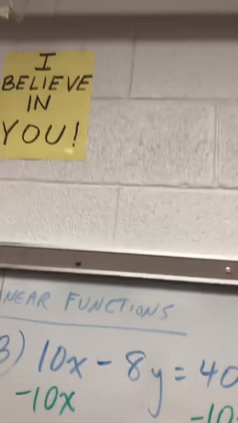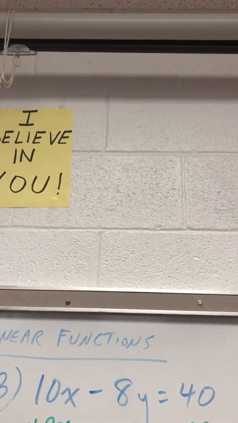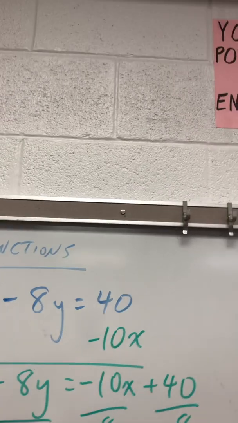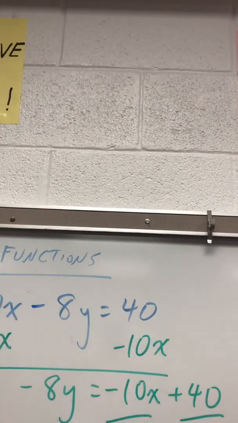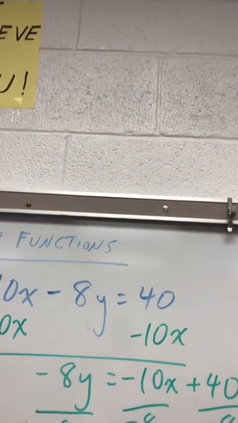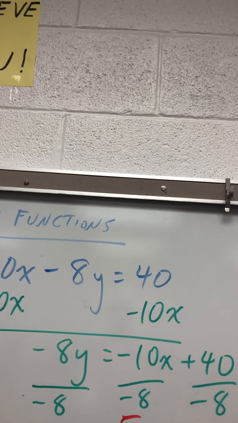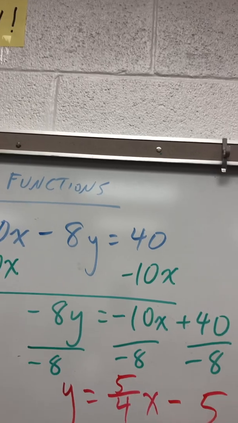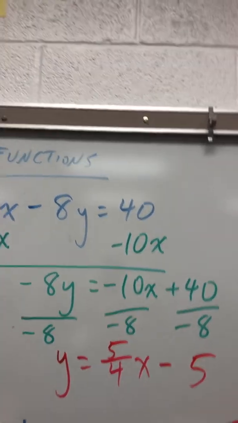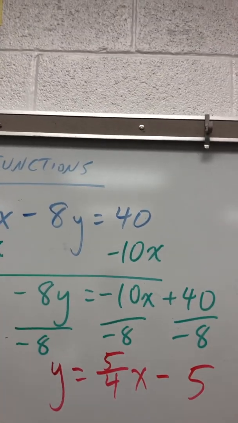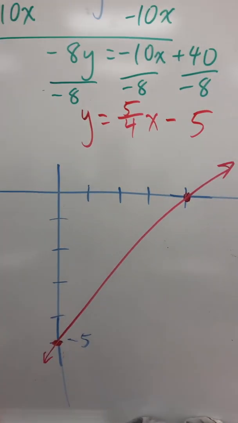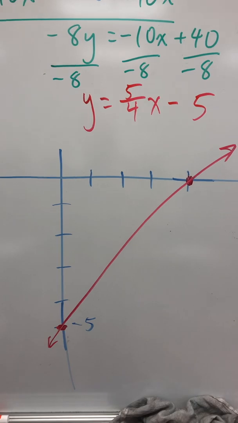Here, we're going to minus 10x from both sides first, right? You get negative 8y equals negative 10x plus 40. Divide all three by negative 8. Okay. The negative 10 over negative 8 reduces to 5 over 4. You get y equals 5 over 4x minus 5. Your intercept is minus 5, and you go up 5 over 4. And there's your graph.